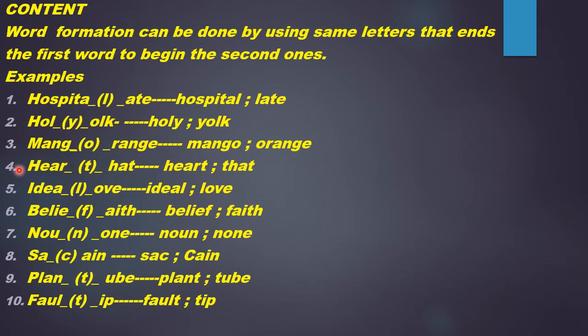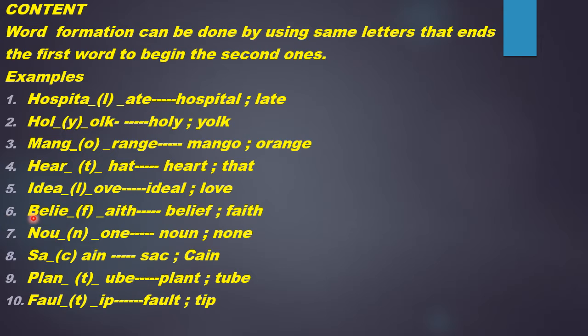In number 4, you are given hea and ...ds. You're told to use a letter to end the word to give another meaning, and then start this to also give another meaning. Then we chose letter T, which gives heat and that. In number 5, you are given idea. Idea on its own is a word, but they want you to add a letter that can help form another meaning at the end of this one and the beginning of this one. So we chose letter L, which gives ideal and love.